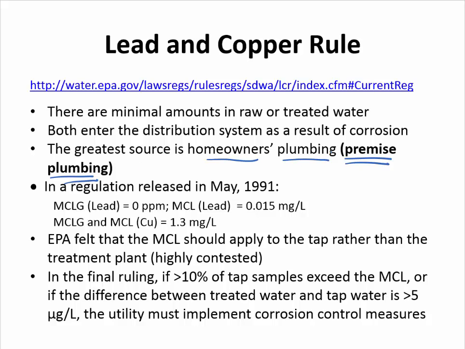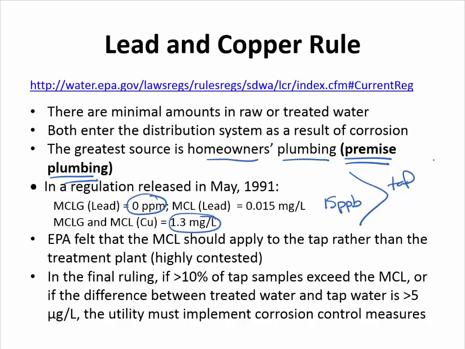In a regulation released in 1991, the goal for lead was set to 0 parts per million, but the actionable level was set to 15 parts per billion. The goal and the limit for copper were both set equal to 1.3 milligrams per liter. The fact that these standards apply to the tap has caused some issues for the EPA, both in terms of monitoring, but also in terms of what to do if the levels are exceeded.